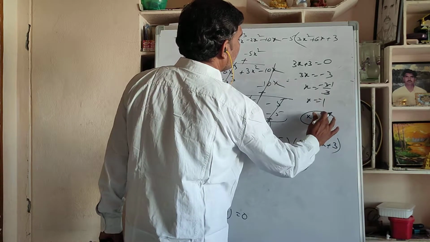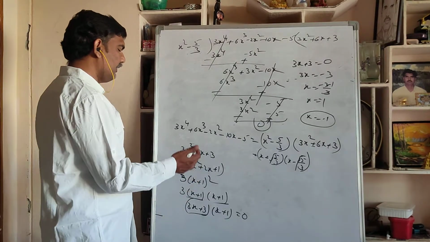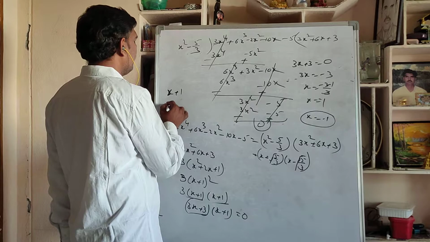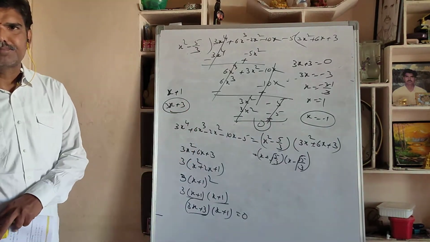The other two factors are what here? x is equal to minus 1, x is equal to minus 1. Factors, if he is asking, you can write x plus 1, 3x plus 3, or you can write x plus 1. Okay.